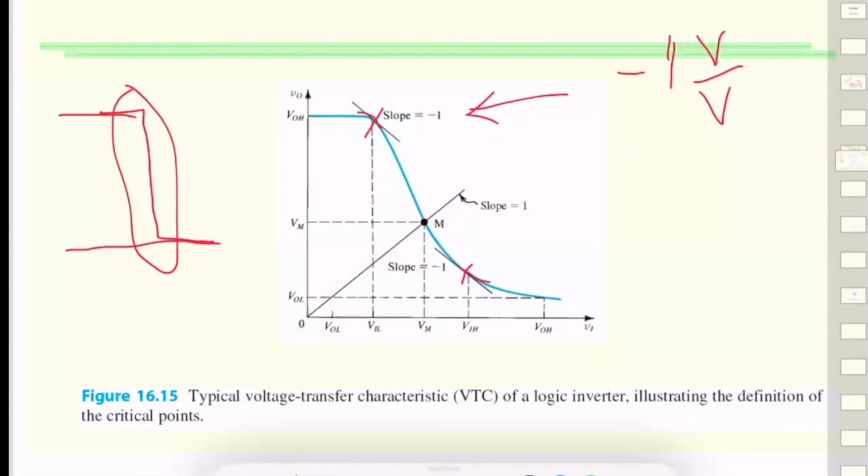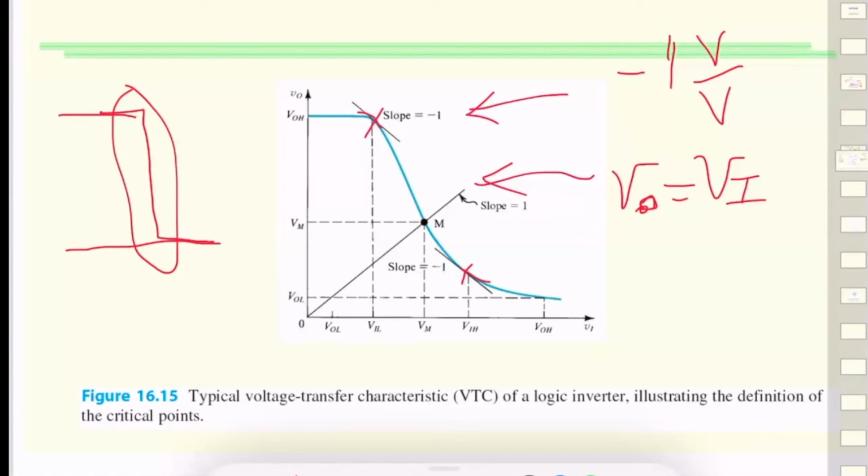There's another interesting point, which is point M, and that's the point where Vout is equal to Vin. So right in the middle. This is considered the midpoint of the VTC, and that's the point where the inverter switches from one state to the other. And this is what plays a big role in the time delay calculation of the inverter.